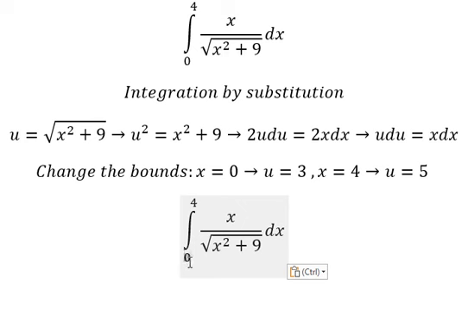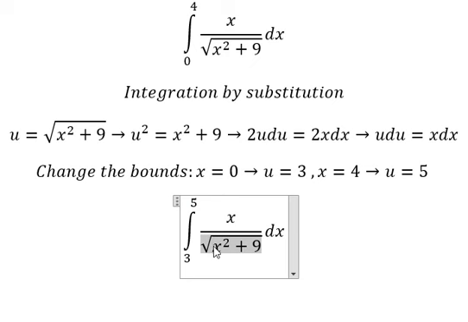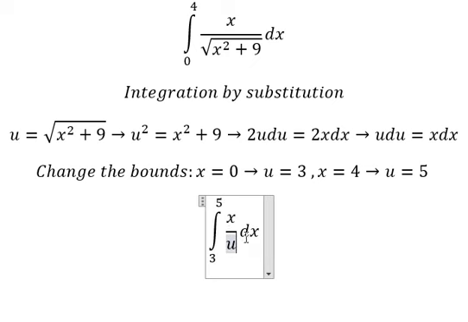So number 0 we change to number 3. Number 4 we change to number 5. This one we change to u. s ds we change to u du.